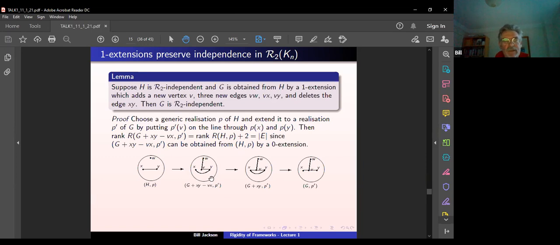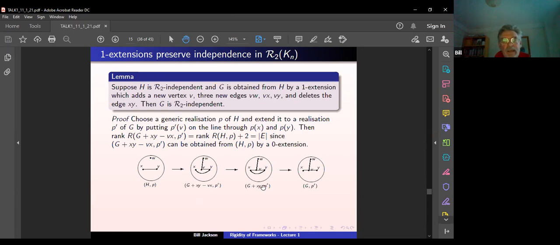Then this is a non-generic zero extension. So if we're working in this framework, we start with the generic realization P of H, and then we construct a non-generic framework P dash, in which V lies on the line between X and Y. But because we have a non-generic version of zero extension, V, Y, and W are not collinear because P is generic, and V is on the line through X and Y. So when we add V, we end up with this independent non-generic framework.